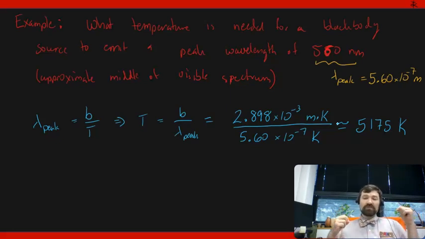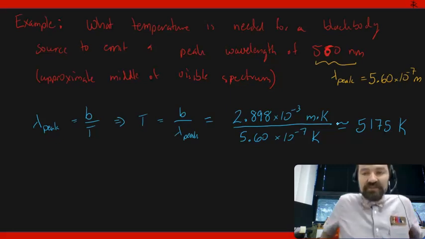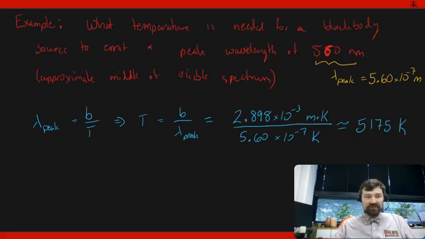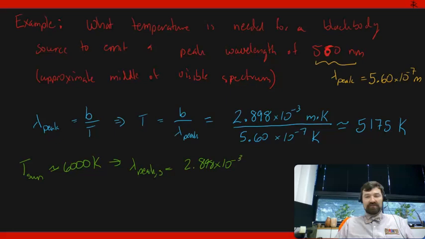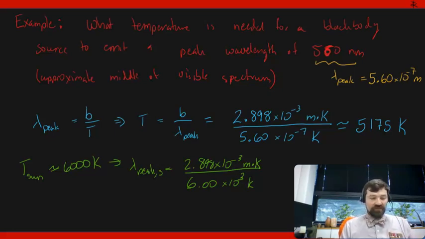Now, here's a quick double check. Our eyes are adapted to see light centered at whatever wavelength the sun emits. So we said that the temperature of the sun, so this is sort of our double check, T sun is about 6,000 Kelvin. That means that lambda peak of the sun is about 2.898 times 10 to the negative 3 meter Kelvin divided by 6 times 10 to the 3 Kelvin. So if I take 2.898 and I divide by 6, I get 4.83. Okay, so lambda peak of the sun is about 483 nanometers.